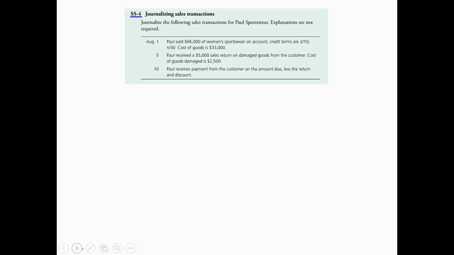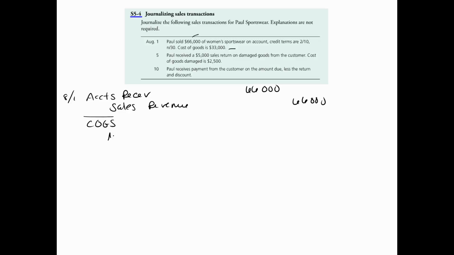So let's do a demo problem here where we're looking at sales transactions. In this one, we sold $66,000 worth of sportswear on account. Credit terms 2/10, net 30, and the cost of that merchandise to me was 33. So that means I paid 33 for it, and now I'm turning around and selling it for 66 to somebody else. So the difference there is my markup or my gross profit. So on August 1st, I will debit accounts receivable and credit sales revenue for $66,000. That's what I sold it to the customer for. So that's the first journal entry. And then the second journal entry is a debit to cost of goods sold, a credit to merchandise inventory for what it cost me. That's the 33. So both of those journal entries are necessary to record that sale on August 1st.